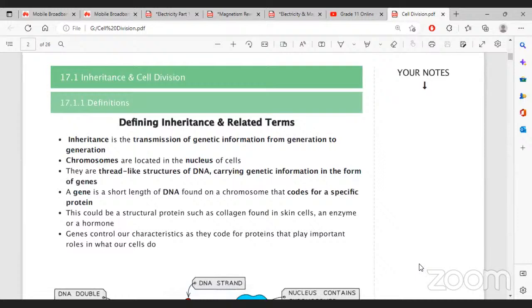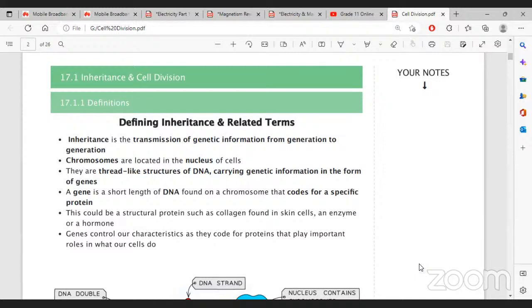Okay, defining inheritance and related terms. In your biology textbook, they are divided into different sections of meiosis, asexual and sexual reproduction, sex, and all those things. So they are divided like that, but it's actually the same thing. So inheritance is the transmission of genetic information from generation to generation. That means I still have genes from my grandmothers and grandfathers. That information has been passed on from one generation to the next. Of course, the ones that I have right now, I have a portion of my grandmother and a portion of my grandfather. It's a whole population of my great-grandparents and my parents.